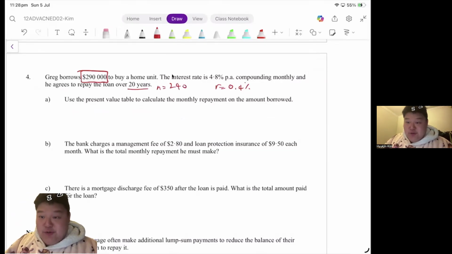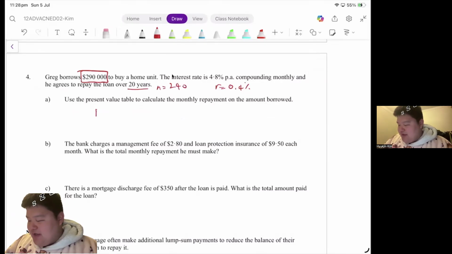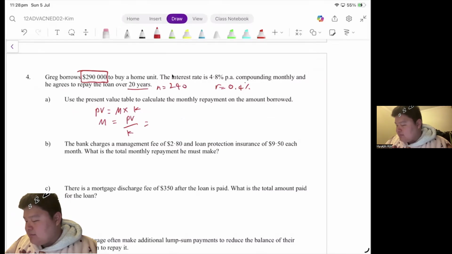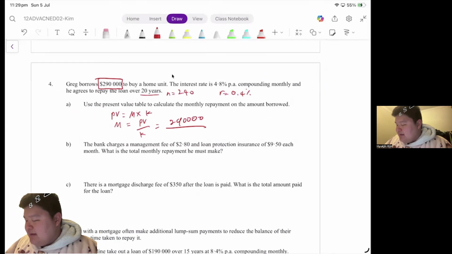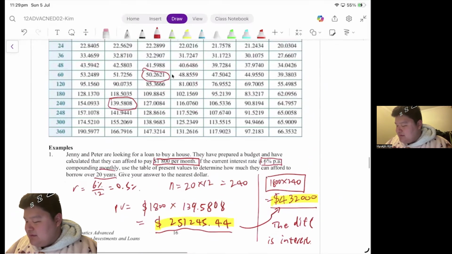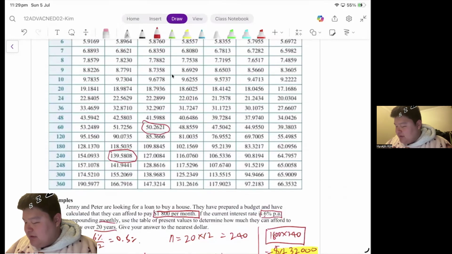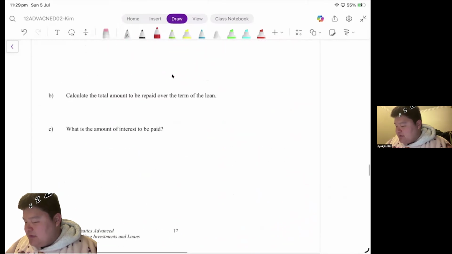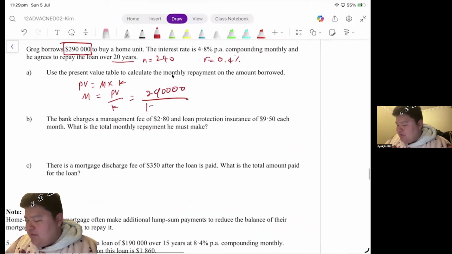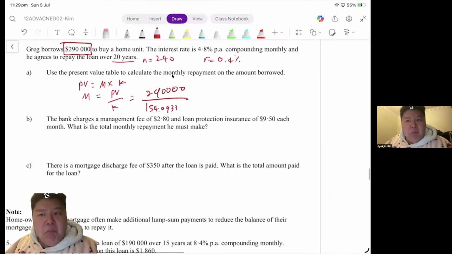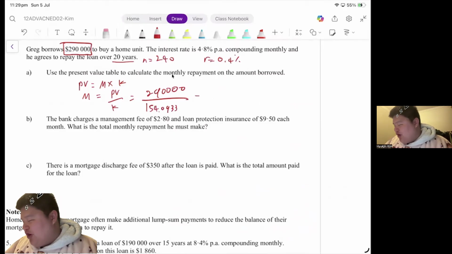This is pretty okay. We have the present value, and that equals M times the multiplier. We'll just say K. And now that means if I'm looking for the monthly repayment, it's PV over K. I'm really not looking for this. 154.0933. Something like that. If I'm wrong, then who cares?